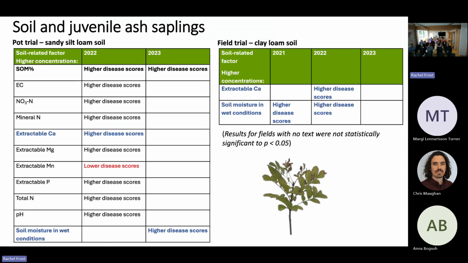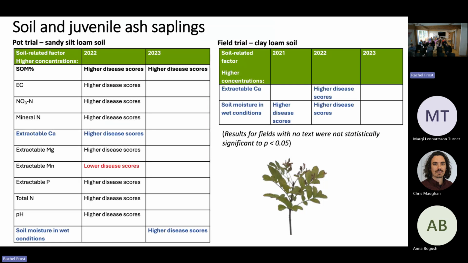Now for extractable calcium, that was one of the few where there was a consistent pattern between the pot trial and the field trial. So higher extractable calcium levels were significantly associated with higher disease scores. And similarly with soil moisture during wet conditions. So if you recall with the mature trees, it was wet moisture levels during dry conditions. So in the summer, probably while the soil is moist, it creates better conditions for the fungus to sporulate.